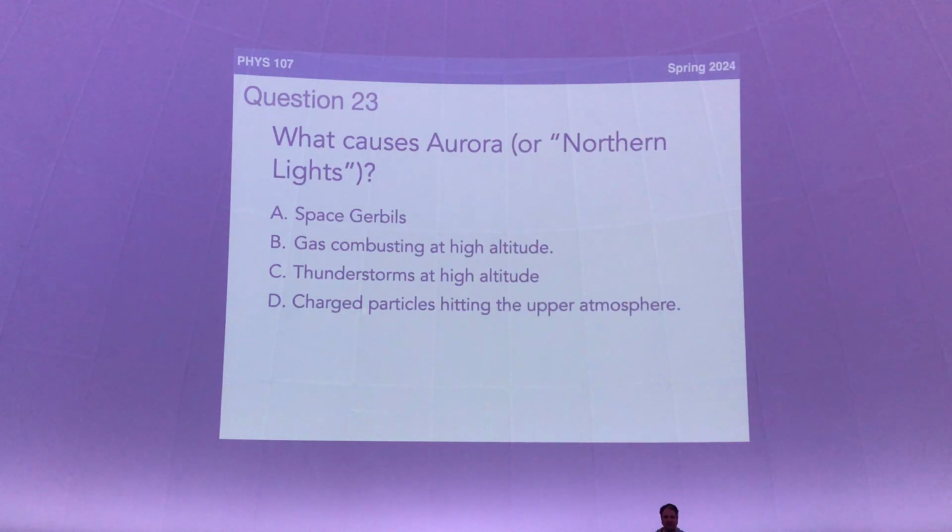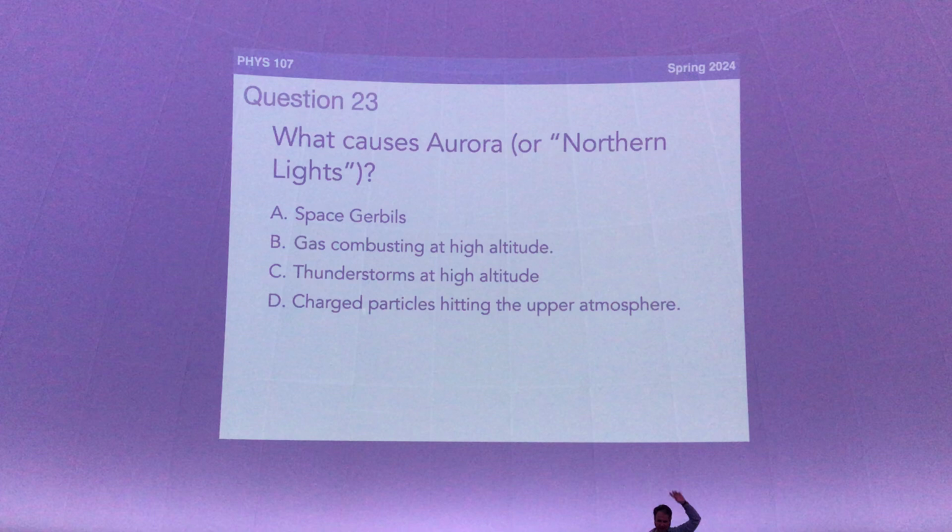Okay, so what causes aurora, the northern lights? The space gerbils, gas combusting at high altitude, thunderstorms at high altitude, or charged particles hitting the upper atmosphere? One, two, three, okay.